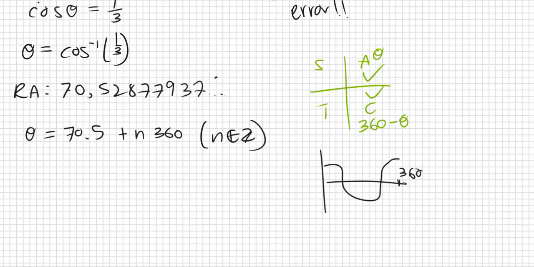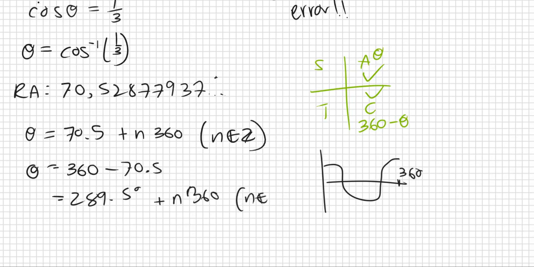And then we do our second option. So theta can be 360 minus our reference angle, 70.5. And 360 minus 70.5 is 289.5 degrees, plus n 360. Now remember, these are all our possible options.